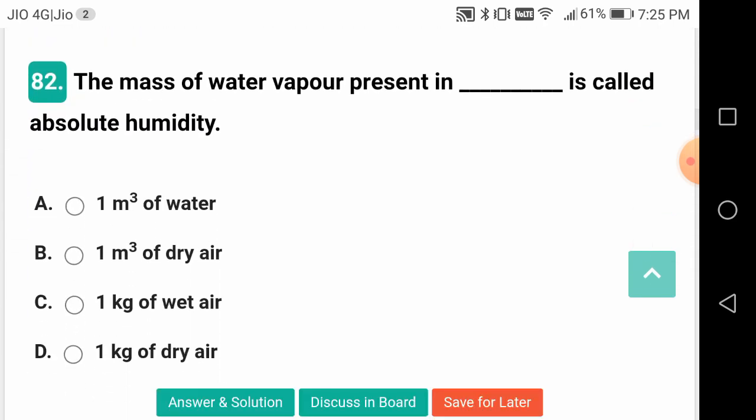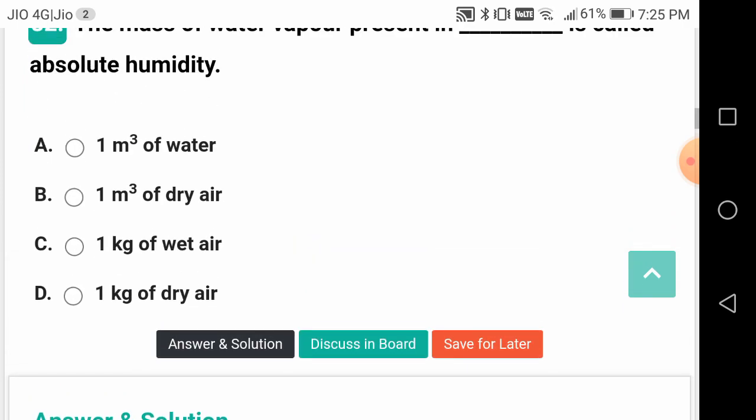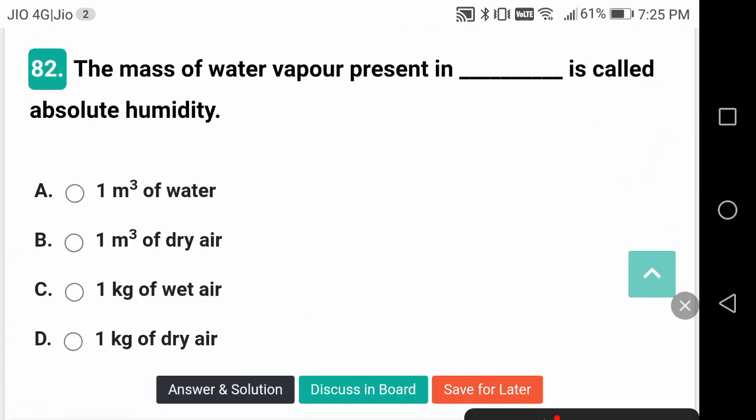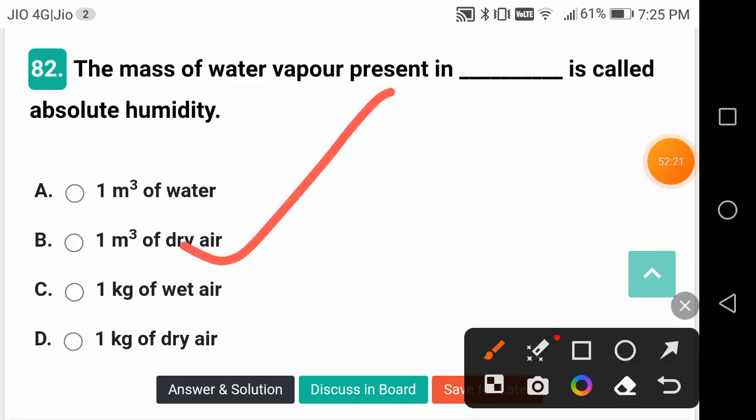The mass of water vapor present in dash is called absolute humidity. It is 1 meter cube of dry air. This is a good question, friends. Not water, nor wet air, nor dry air 1 kg. So it is not related with mass. First of all, you should identify it is related with the volume and it should be dry air. So both are satisfied in the second option, B: 1 meter cube of dry air.